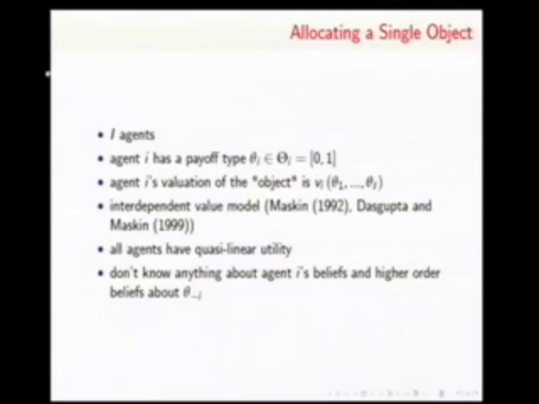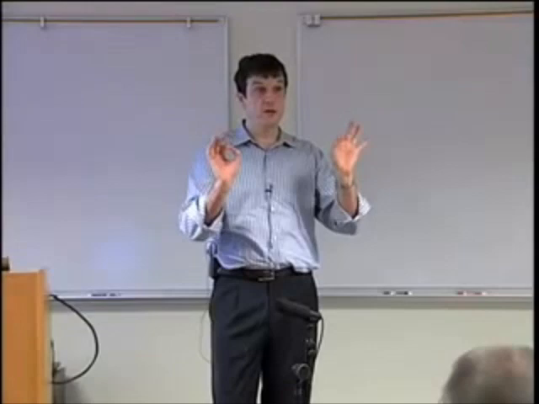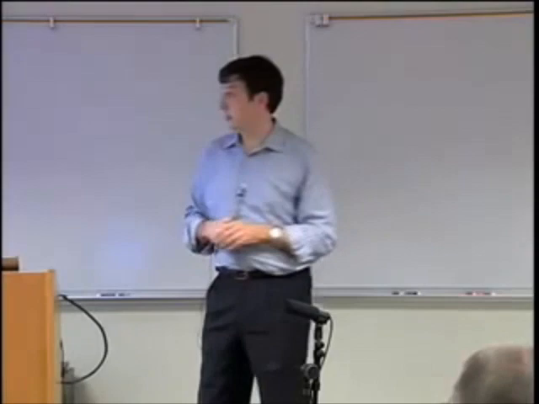This general class of interdependent value models, Eric defined it first in 92 and then elaborated on it with this group there. Okay. But what I want to emphasize is that in this specification of the model, we only think about the payoff types. We do not specify at all what the beliefs of the agents are about each other, and in particular what the higher order beliefs are. Okay. So let me be specific or narrow down further.